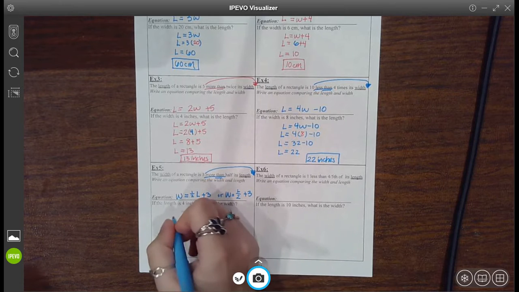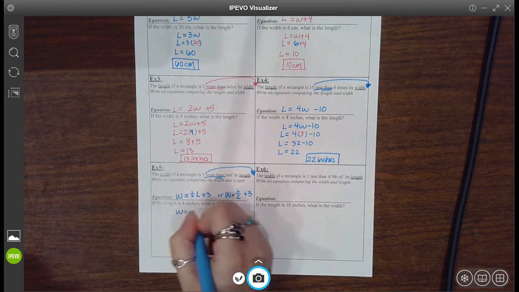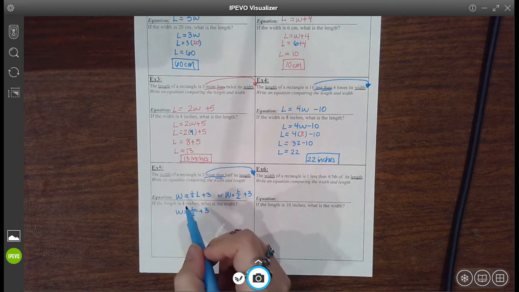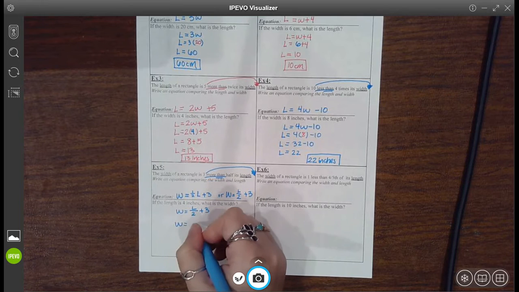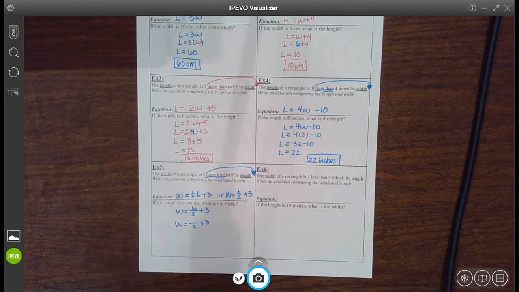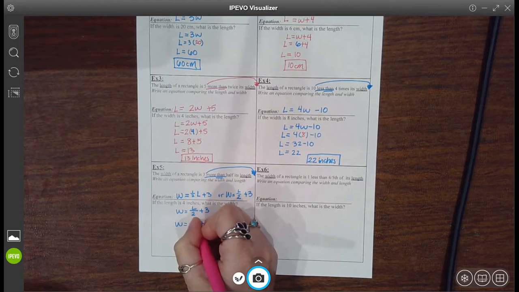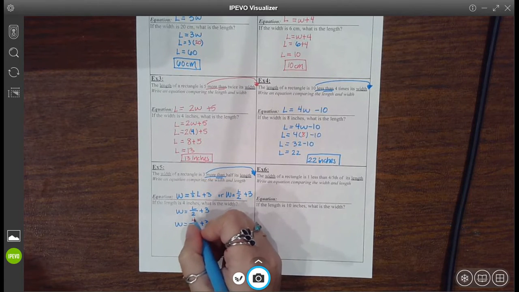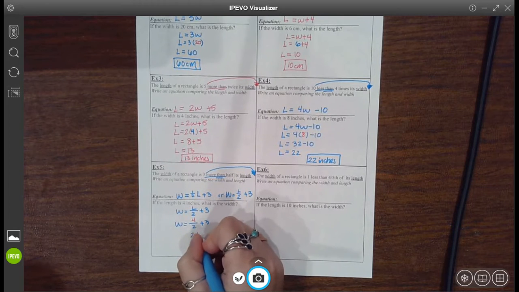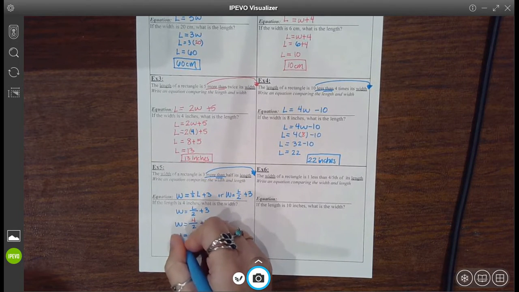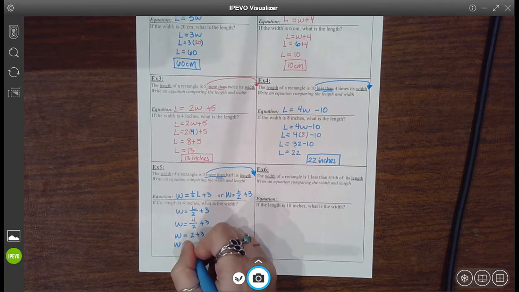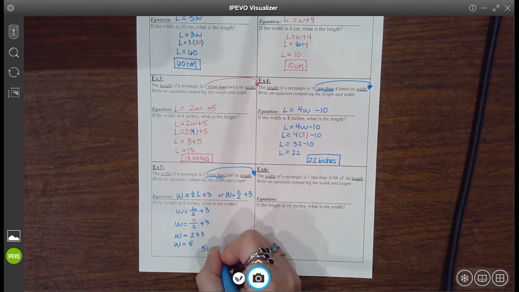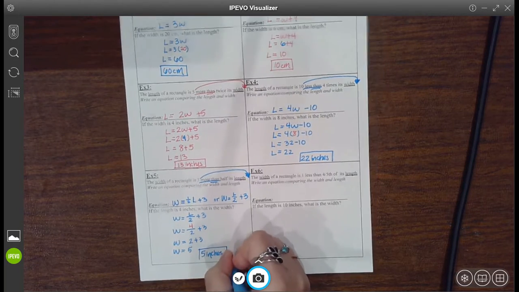Okay? Whichever way you want to do it, because it's less writing, I'm going to do it this way. Okay, so they told me if the length is 4, so this time they told me the length. So I'm going to replace L with 4. What is its width? Well, let's go ahead and simplify. First, you have to do 4 divided by 2, which is 2. Bring down your plus 3, and 2 plus 3 is 5. So you get that your width is 5. 5 what? Well, we are talking about inches. And there you go. You're all done.